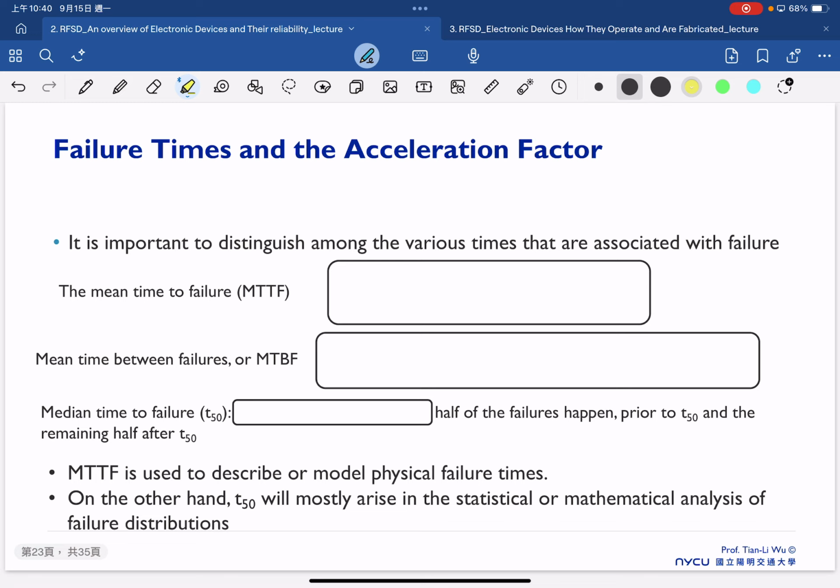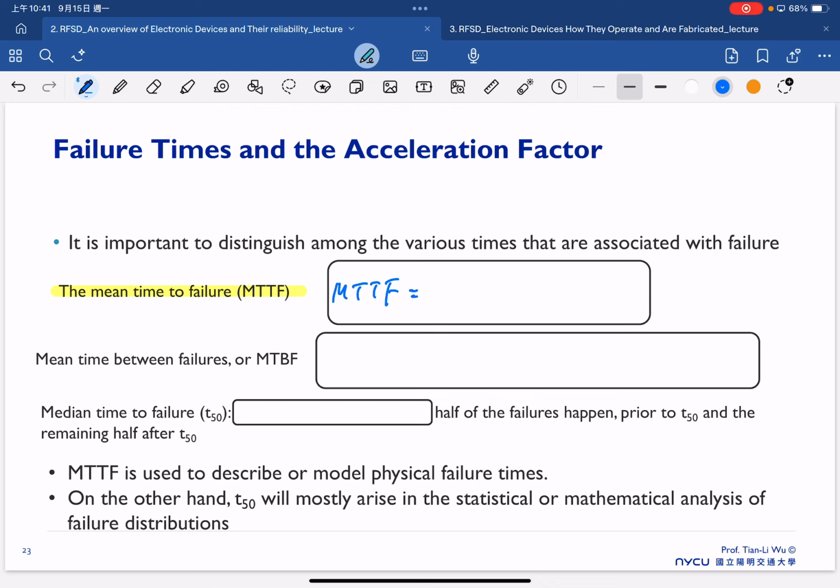Then we also have to introduce some basic calculations, because in reliability we define several different terms that you will very often see. The first one is what we call the mean time to failure, MTTF.